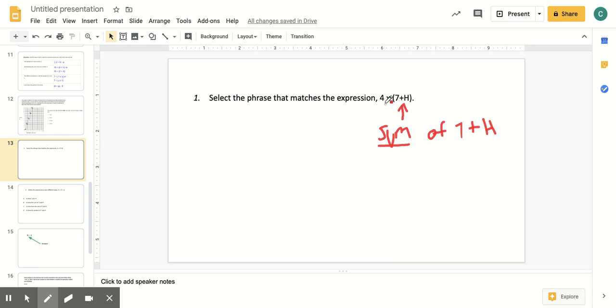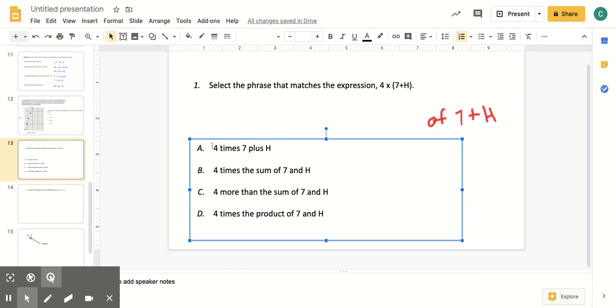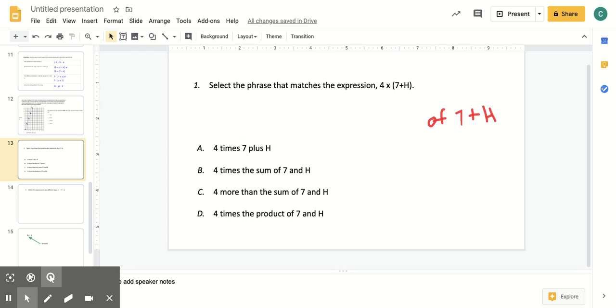And then I know with the multiplication, I'm looking for something to the words of 4 times the sum of 7 and h, or 4 groups of the sum of 7 and h. Or it could even be phrased the product of 4 and the sum of 7 and h. So I'm looking for some version of that. But the key word is sum to show me the grouping of the two addends 7 and h in my parentheses. So now I know I'm looking for that key word sum.